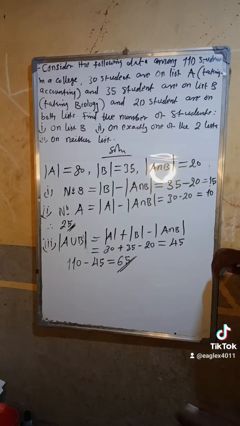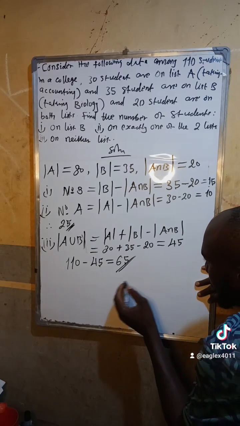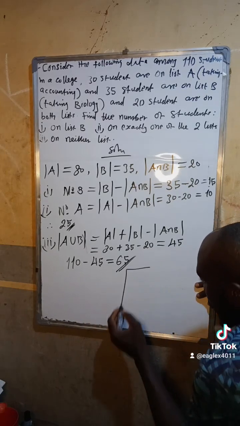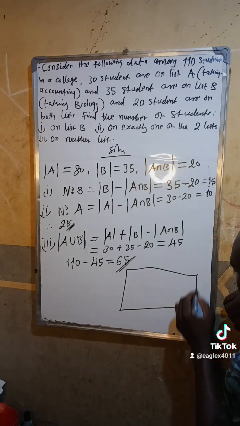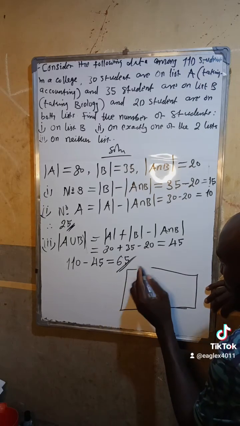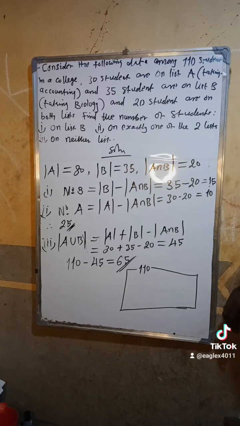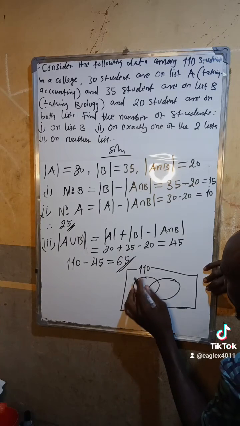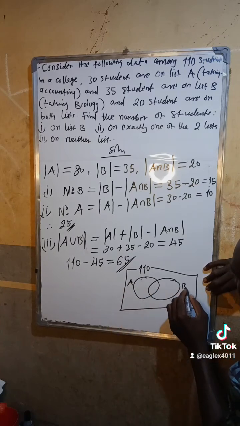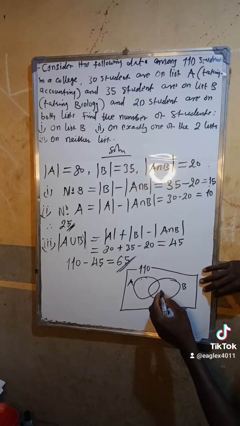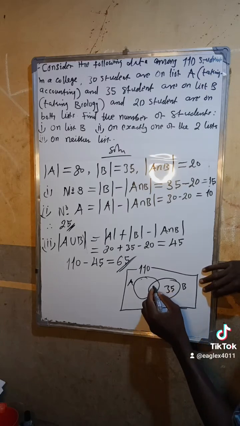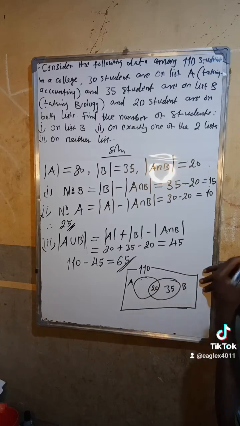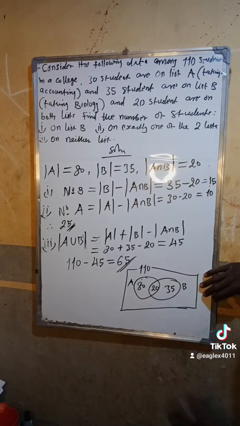We have another way, like using the Venn diagram. We are finished with this, I'm just trying to show another method. Let's assume this is our universal set with the students, 110. Then studying accounting, studying biology. These are our A, this is our B. Those that are studying biology, they are 35 in number, intersection is 20. And those who are studying accounting, they are 30 in number.